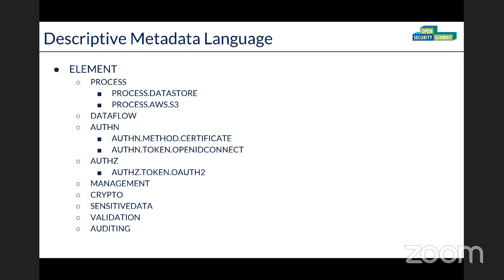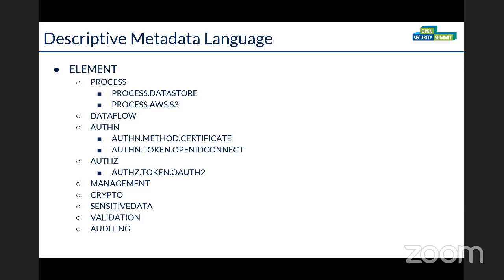So you have authentication elements, you have authorization, management, crypto, sensitive data, validation, auditing, and a number of other ones, and they break down by dot notation. I've given 2 examples here: authentication method certificate, authentication token, for example OpenID Connect, authorization token OAuth2. So you start describing the document, the design that you have in front of you, by putting this metadata language in there.